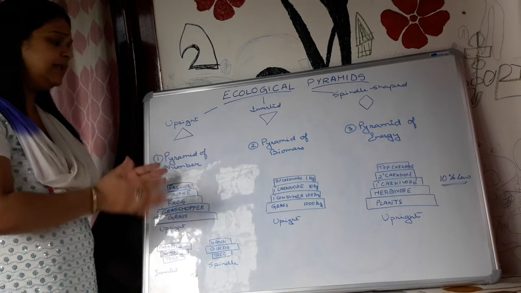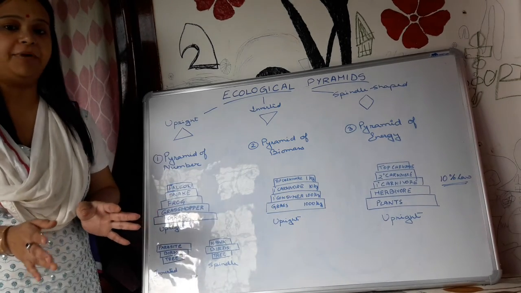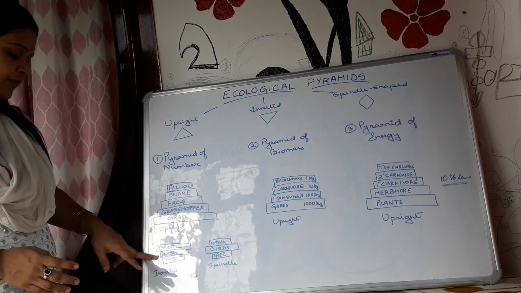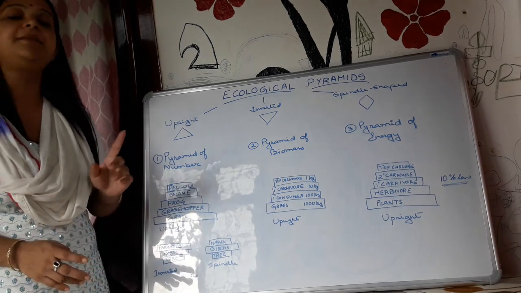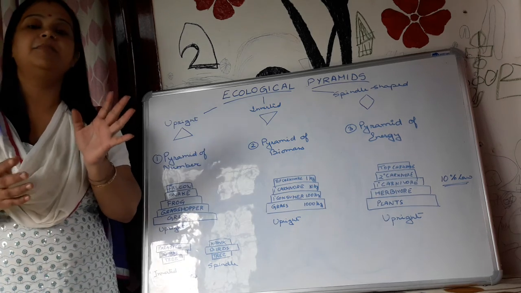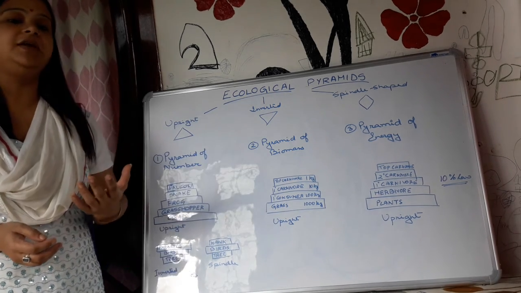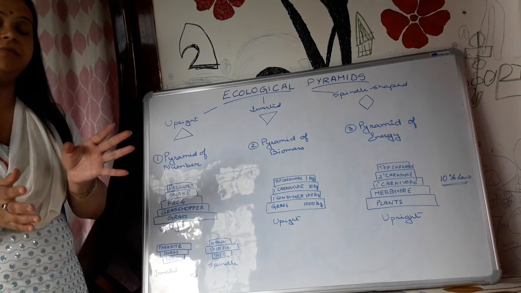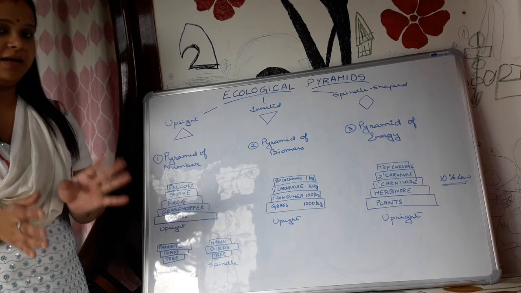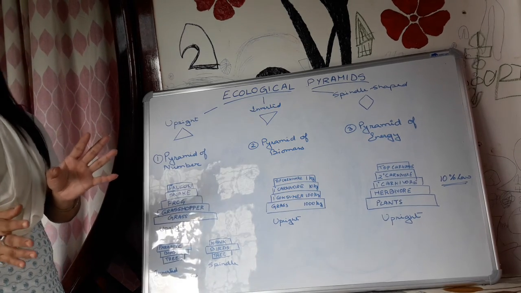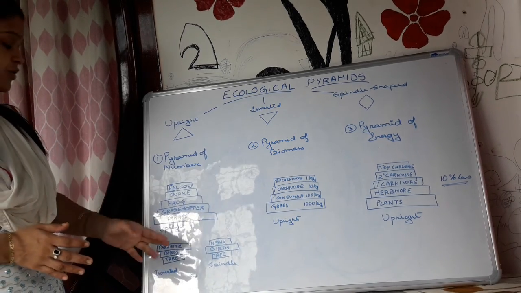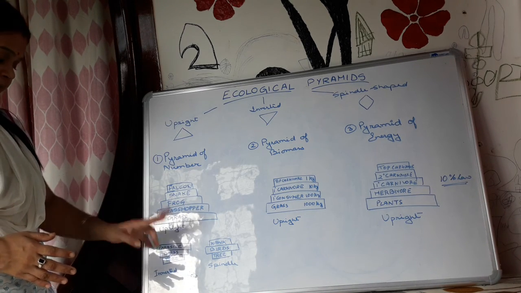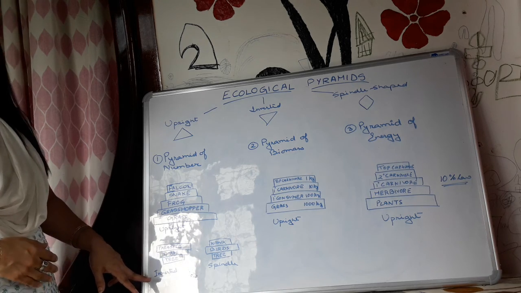But it is not always that we will get an upright pyramid. Sometimes there are exceptional cases. Suppose we consider a single tree. In that single tree, the number of herbivorous birds feeding on it is much larger, and on those birds, parasites act. The number of parasites is much larger than the birds. So if we consider that particular type of trophic level, then we get an inverted pyramid.